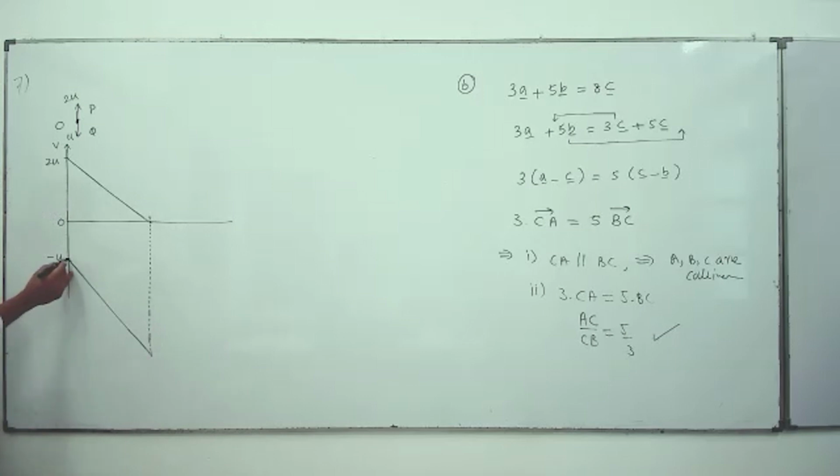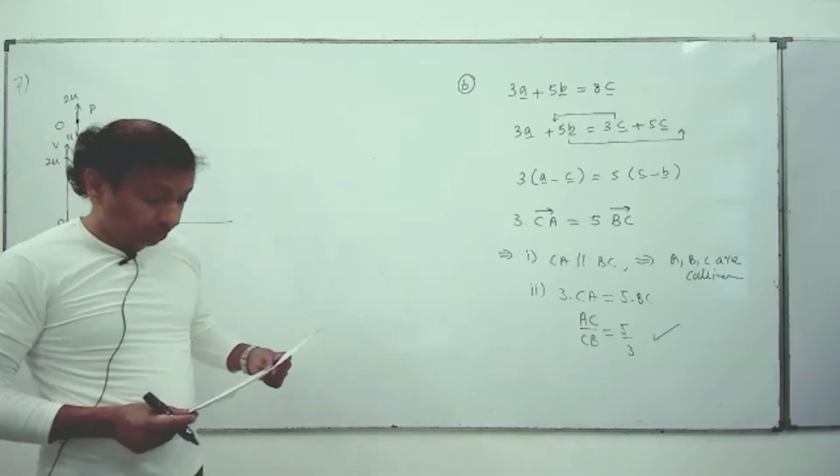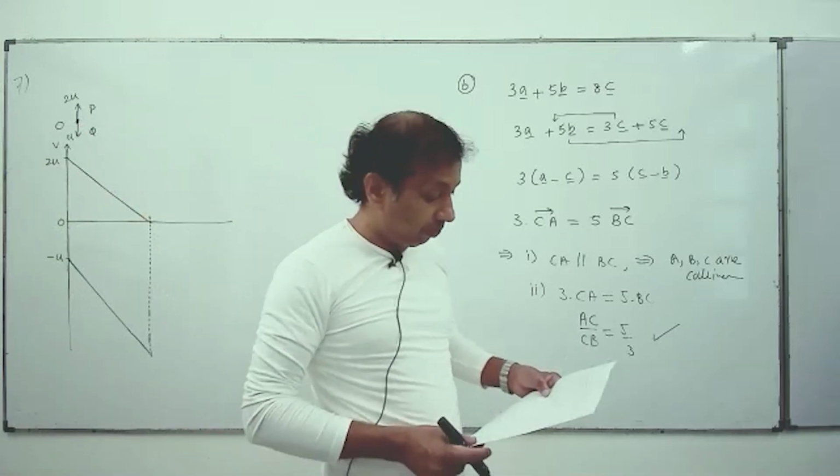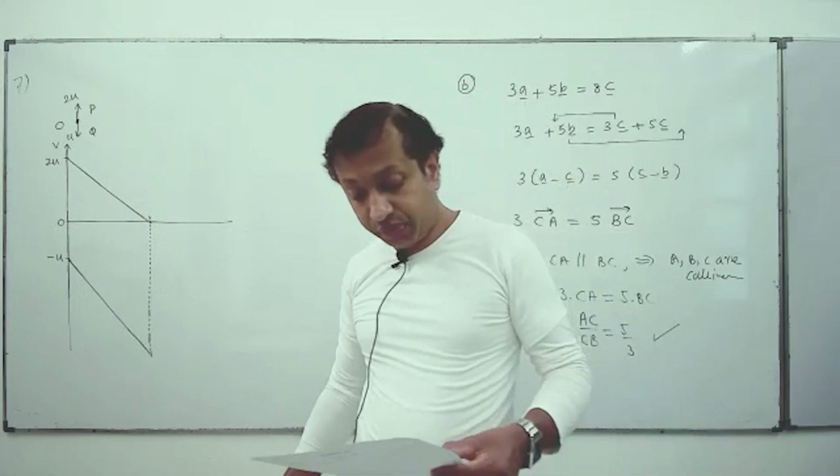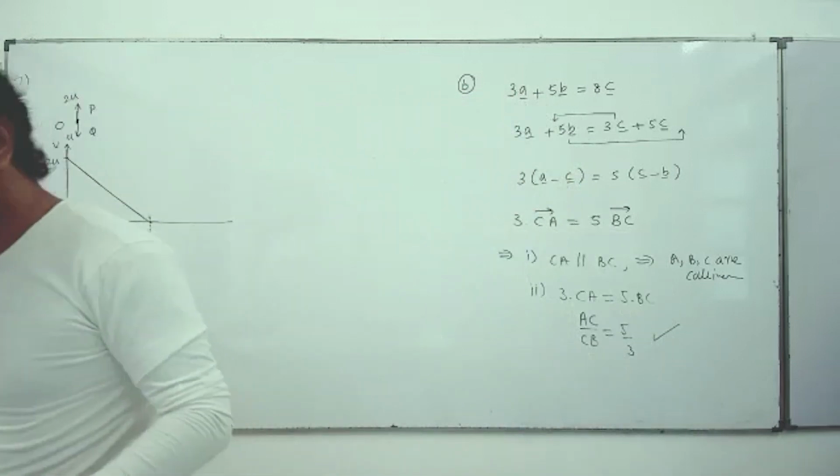That is how we get the VT graph. Now let's ask you: can you show that when P reaches its maximum height, the velocity of Q is 3U?